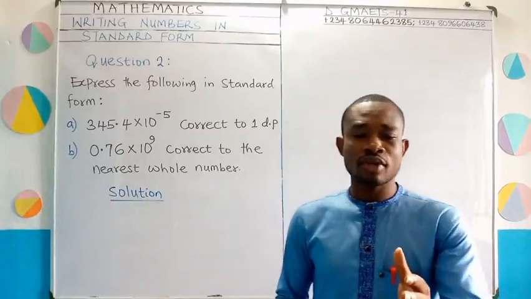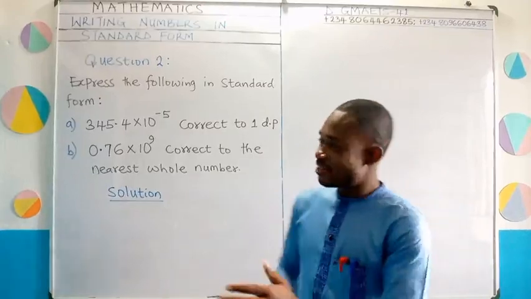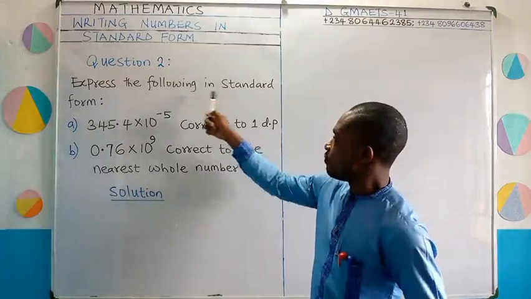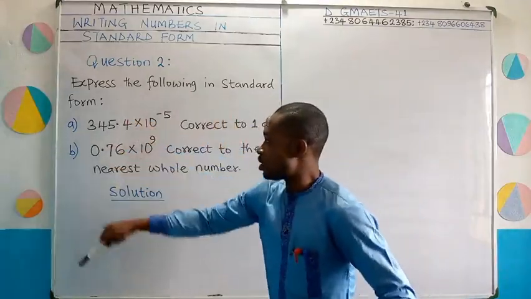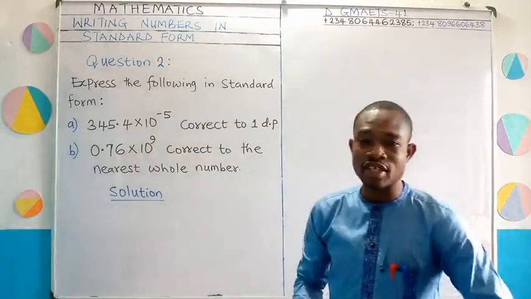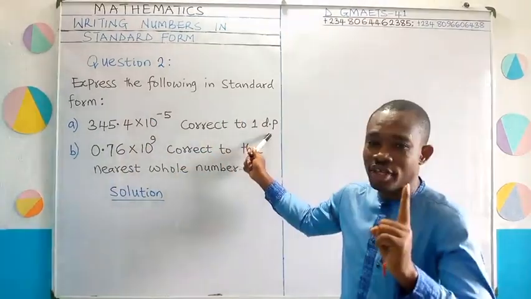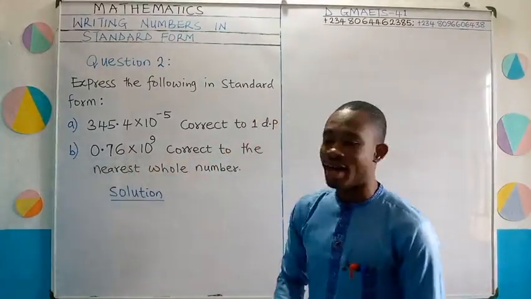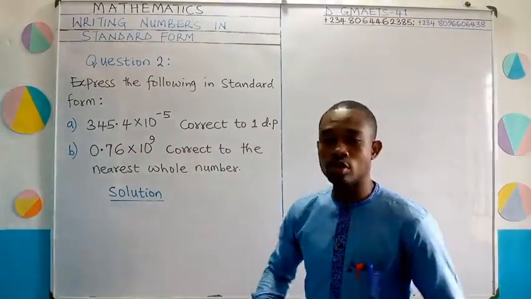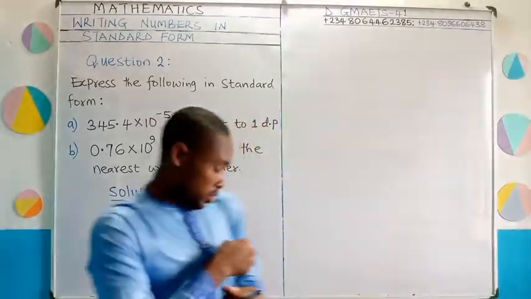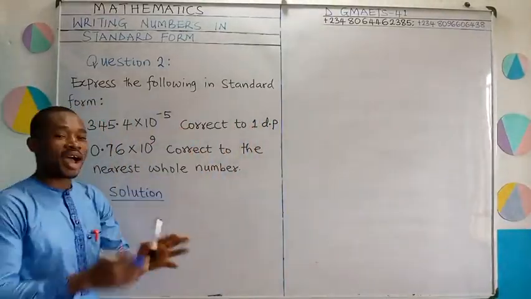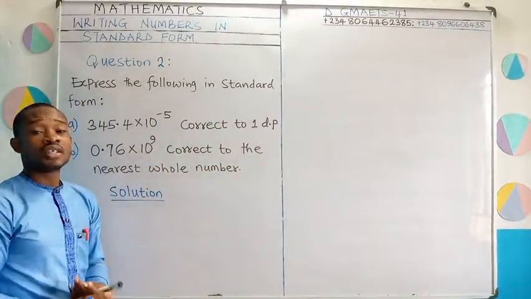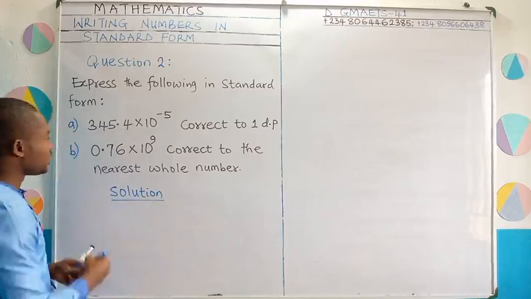And now we have our second question here. We have A part and B part. Express the following in standard form. A, 345.4 times 10 raised to the power minus 5, correct to 1 dp, that is 1 decimal place. And then B, 0.76 times 10 raised to the power 9, correct to the nearest whole number. Now, you observe that in the A part we are asked to get it in 1 decimal place, then in the B part, we have to get it in whole number.